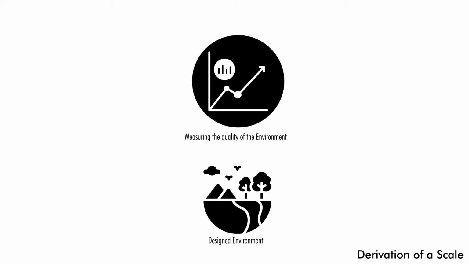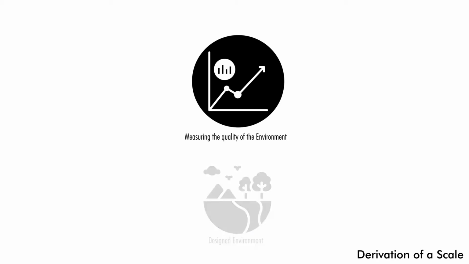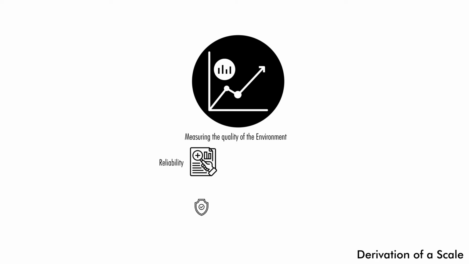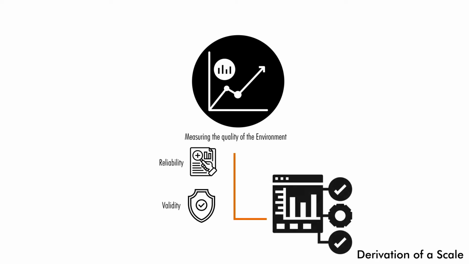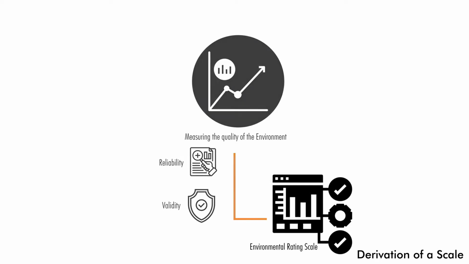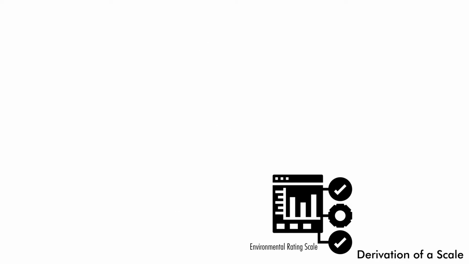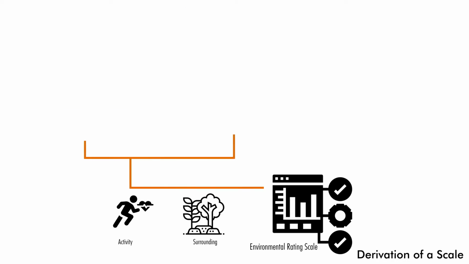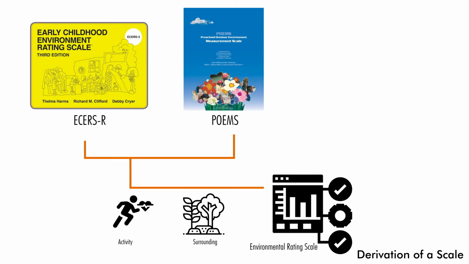To make sure that the measurement was reliable and valid, a scale of measuring the surrounding of the children had to be derived. In order to do that, we went through two different scales that are established to measure different aspects of children's surrounding alongside quality of their different activities. They are Early Childhood Environment Ratings Scale Revised, ECERS-R, and Preschool Outdoor Environment Measurement Scales, or POEMS.